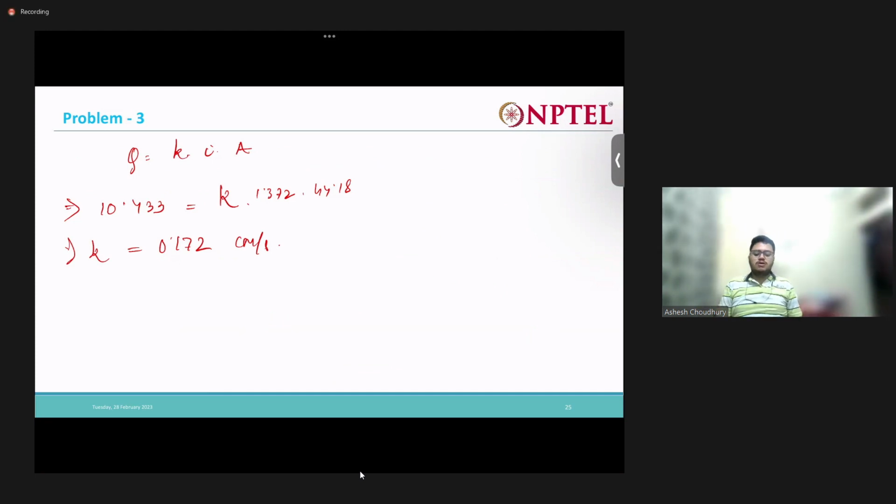Obviously, those two were not equal, right? My seepage velocity was always greater than the discharge velocity, right? And the seepage velocity was given by discharge velocity divided by n, where n is the porosity, right? So let us first find out my discharge velocity.